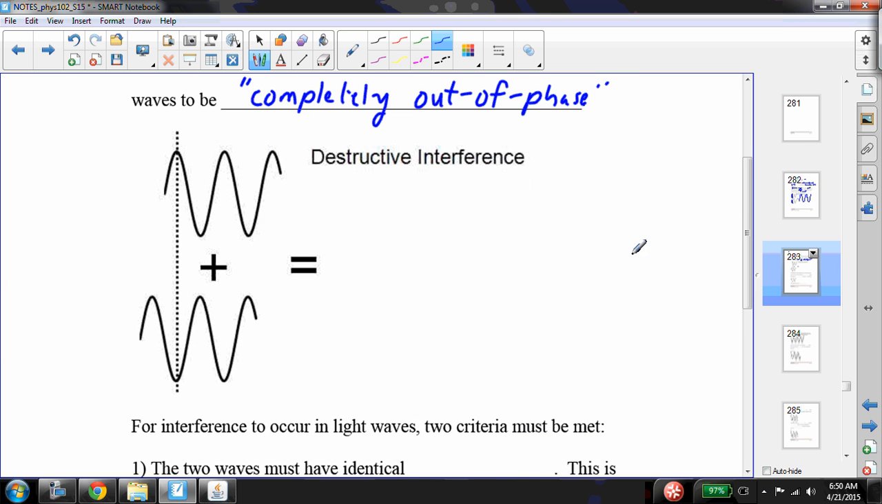Right, so destructive interference here, as you might guess, we're just going to get nothing at all. So where a peak lines up with a trough, we'll call this an amplitude of plus A, and this an amplitude down here of minus A. When those add up, you just get a net amplitude of 0.